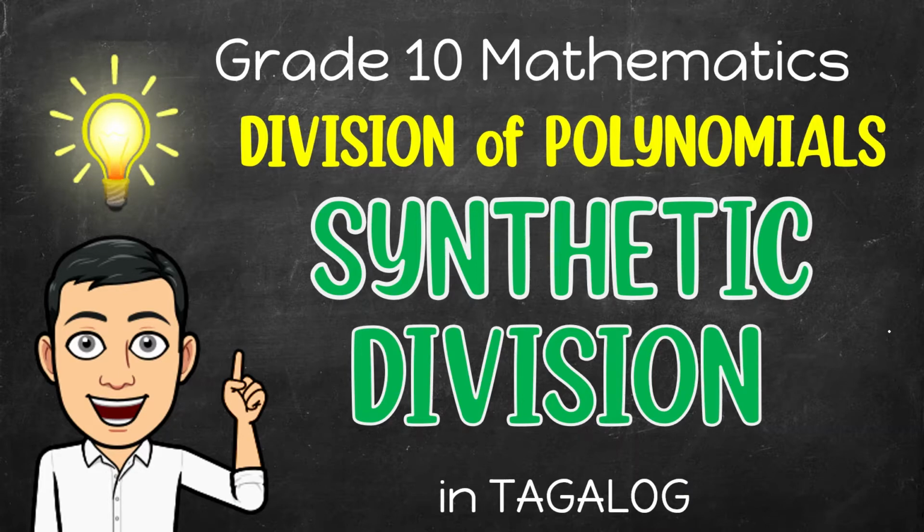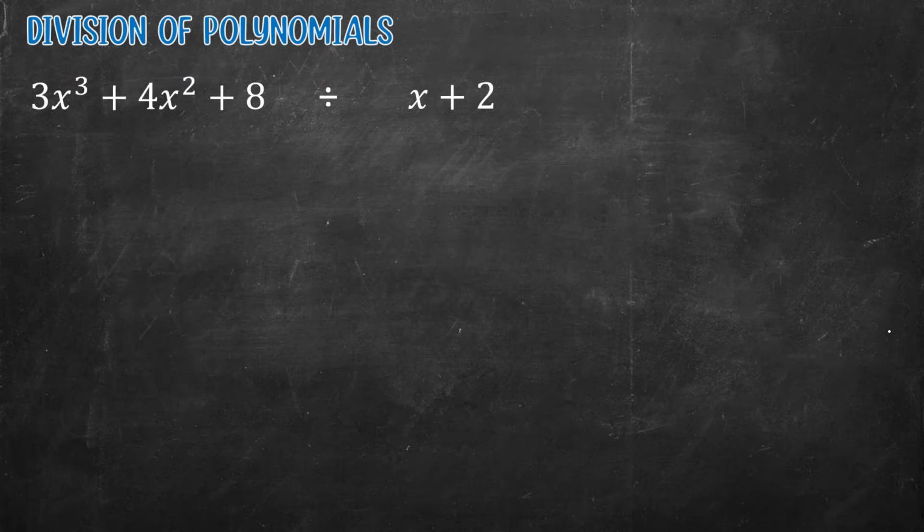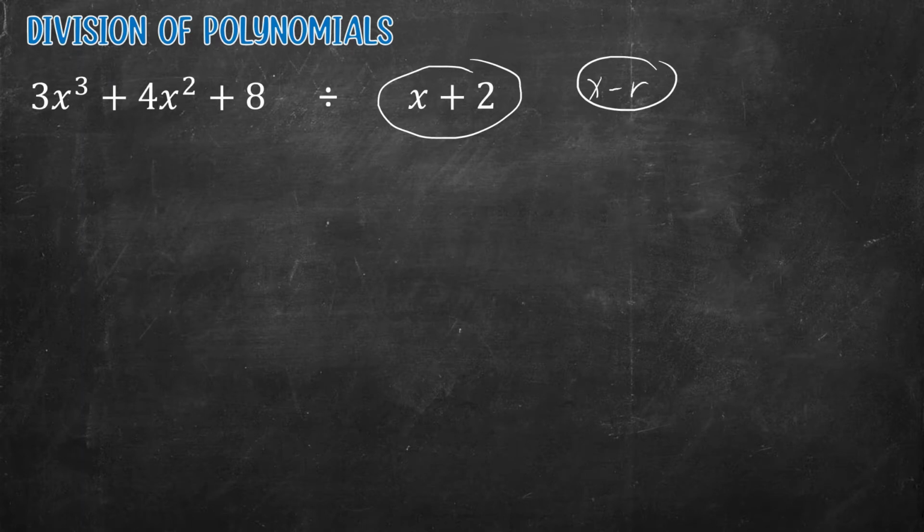So meron siyang restriction. So ano 'yun? We cannot use synthetic division unless yung ating divisor is written in x minus r. Okay, so dapat isang variable lang and then dapat isa lang yung degree niya. So mamaya explain ko ng maigi sa inyo kung paano yung ginagawa ko para mas madali ko siyang ma-determine. Okay, so this time, primarily lahat ng examples natin are applicable for synthetic division. Bakit mas madali si synthetic division kay long division?